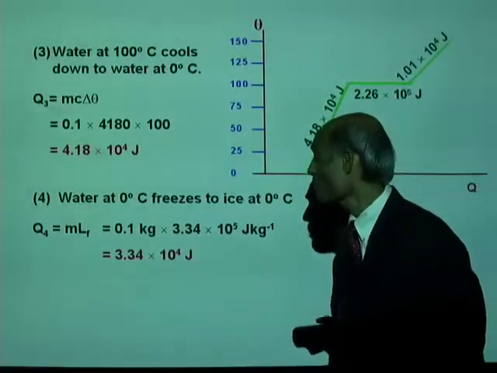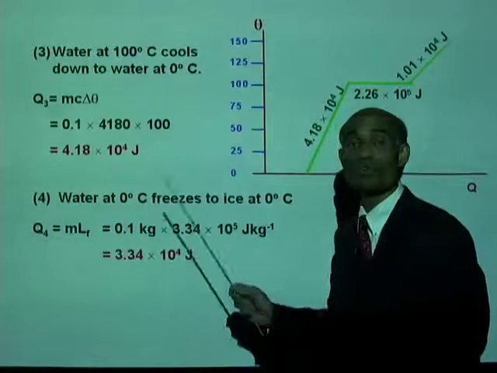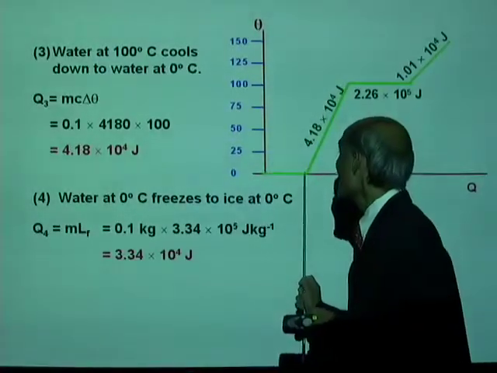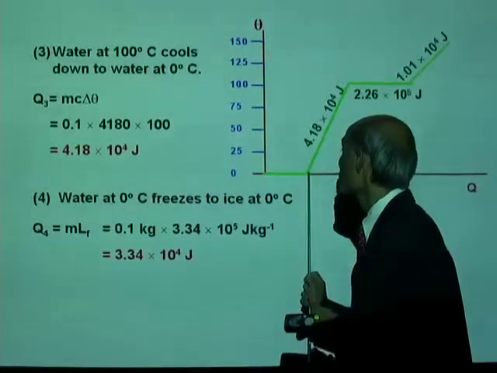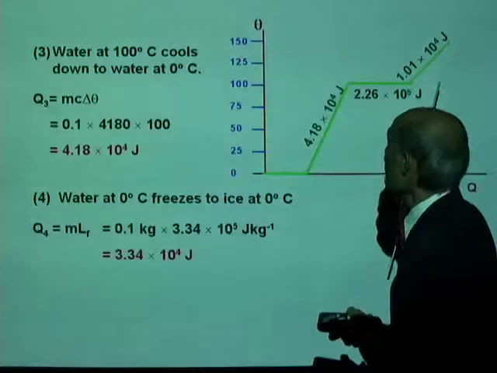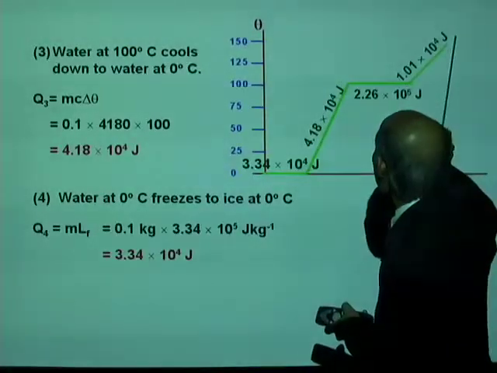And that is 3.34 times 10 to the 4 joules, represented by this ice. Water at 0 degrees has now become ice at 0 degrees. You can see the quantity of heat now given out.